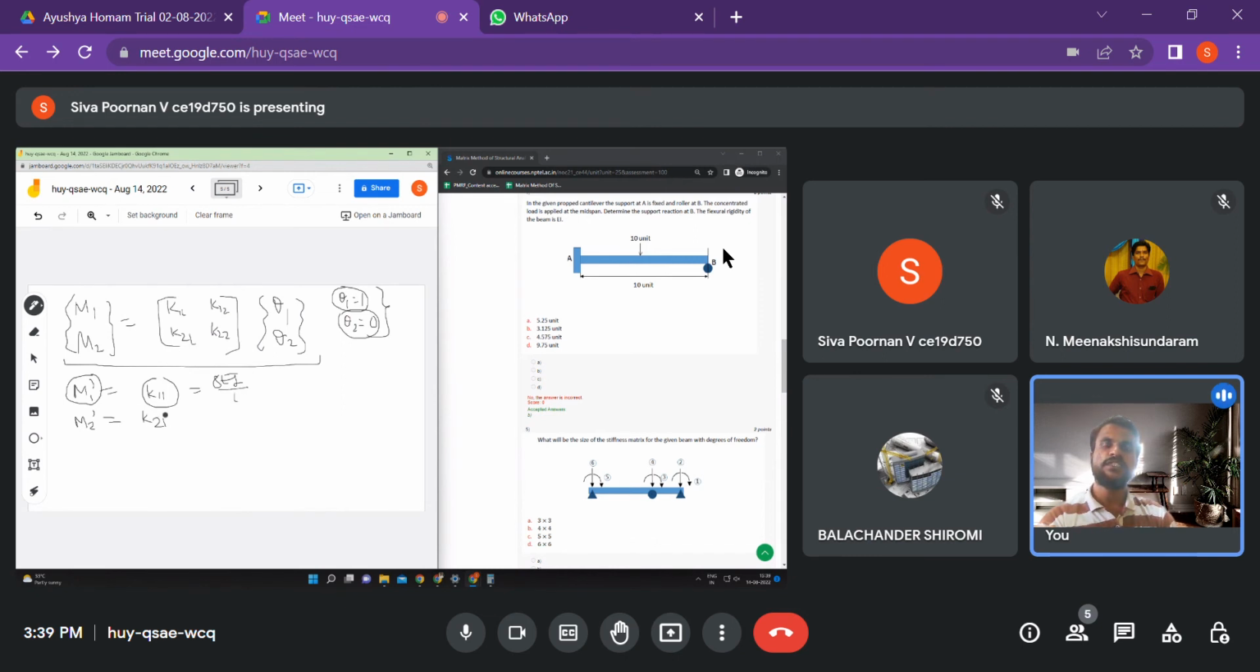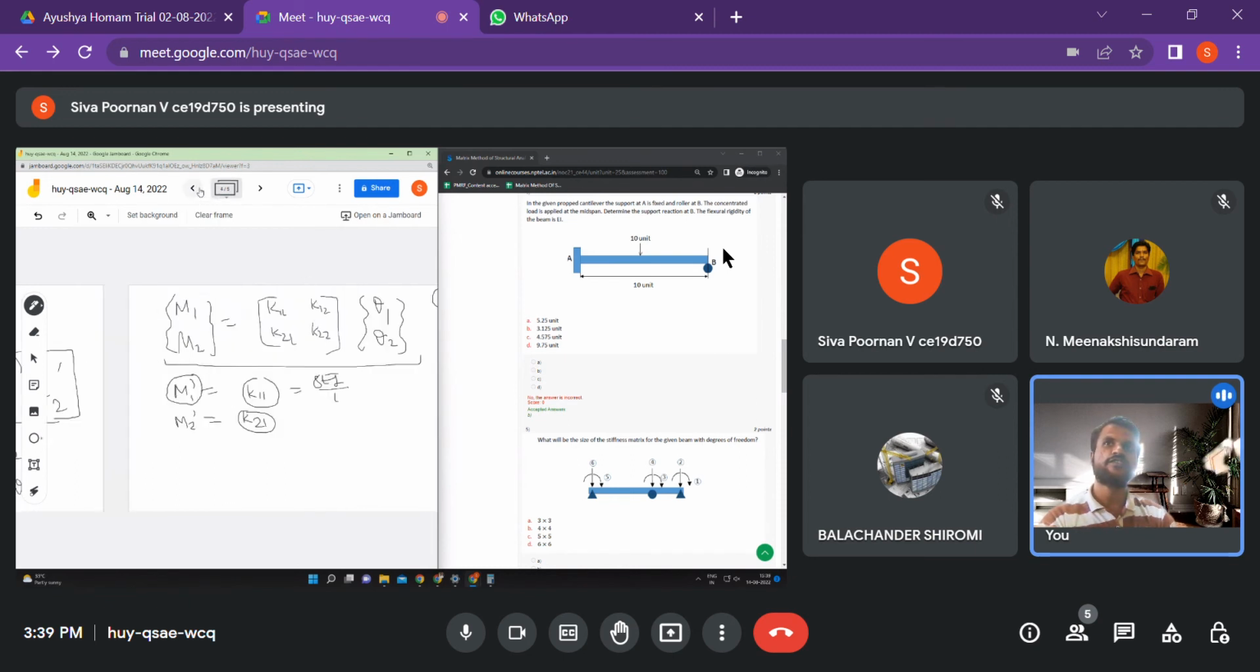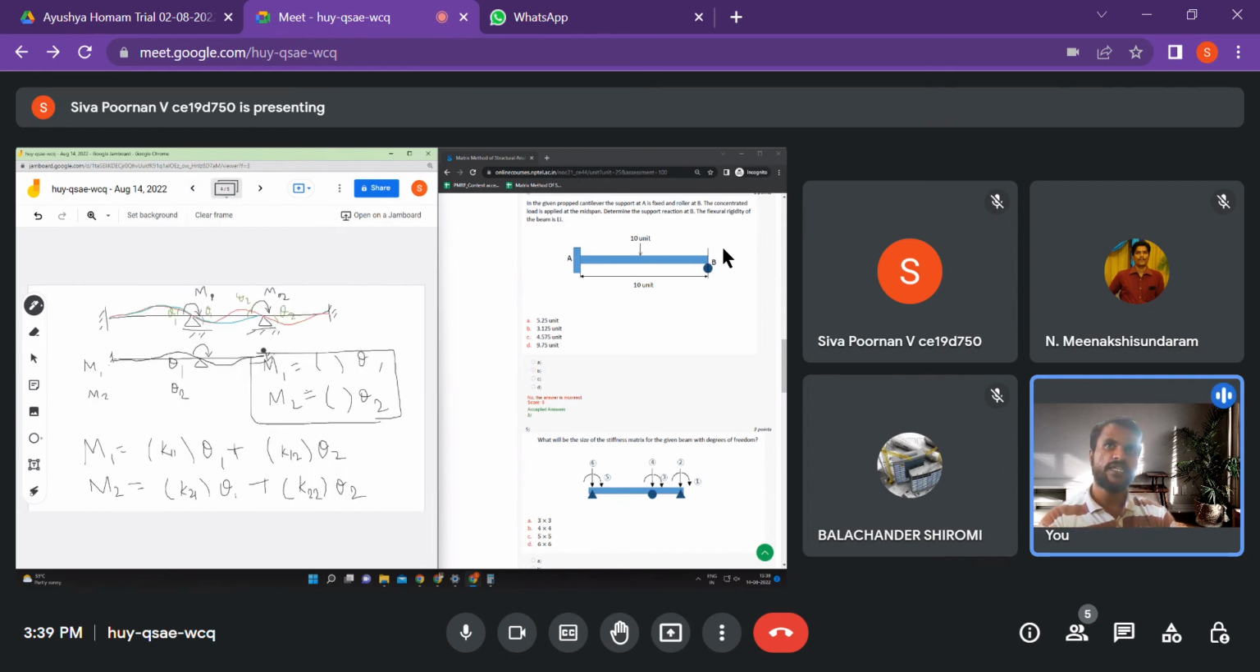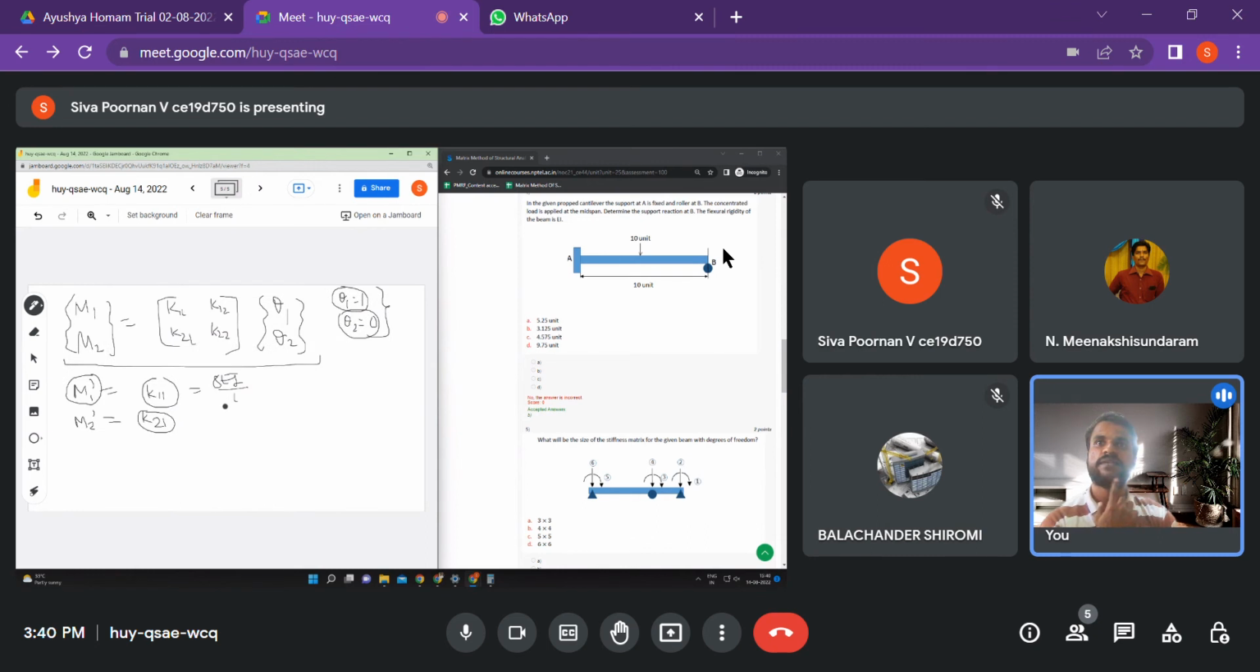And what does this mean? This is the moment m2 dash such that theta 1 equal to 1, theta 2 equal to 0. So when will that happen? What will be the moment that should be given here so that this is 1 and this is 0? So basically what are we doing? This is a fixed end moment, right? So that is nothing but 2EI by L, right? So I think I made a mistake here. Yeah, it's correct only. So it's 2EI by L.